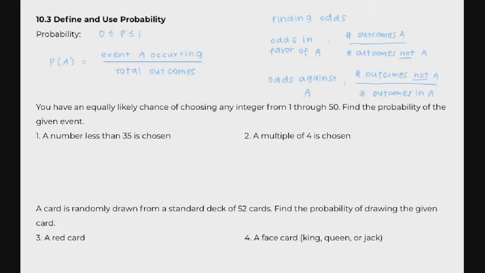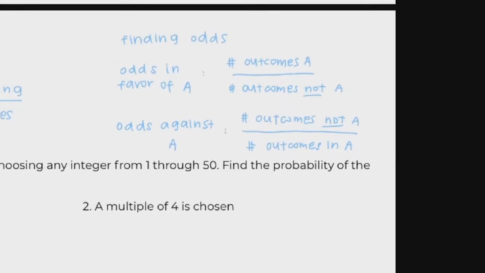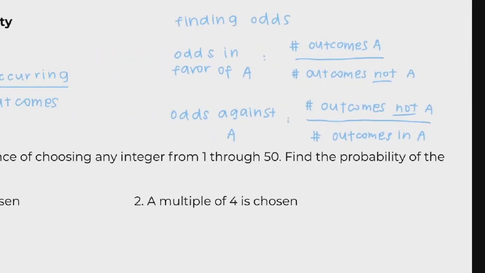So the probability of A is event A occurring over the total outcomes. And to find odds, it's going to be a little different. So to find the odds in favor of A, it's going to be the number of outcomes in A over the number of outcomes that are not in A. And odds against A is going to be the reciprocal. So the number of outcomes not in A over the outcomes in A.